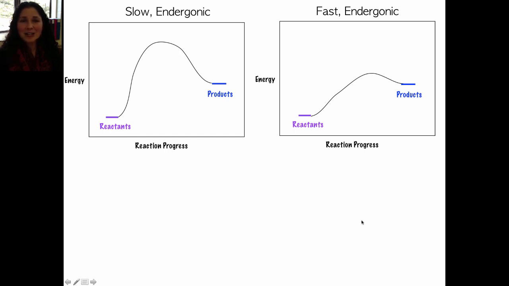Notice that an endergonic reaction can be either slow or fast, and an exergonic reaction can be either slow or fast. Likewise, a slow reaction can be either endergonic or exergonic, and a fast reaction can also be either endergonic or exergonic. The slow-fast refer to kinetics, and the endergonic and exergonic refer to thermodynamics. Kinetics and thermodynamics are two independent parameters and not dependent on one another.